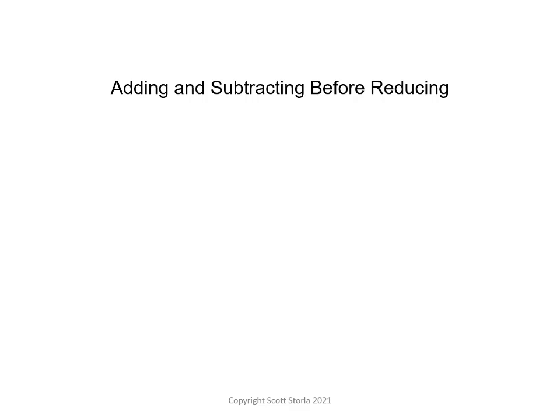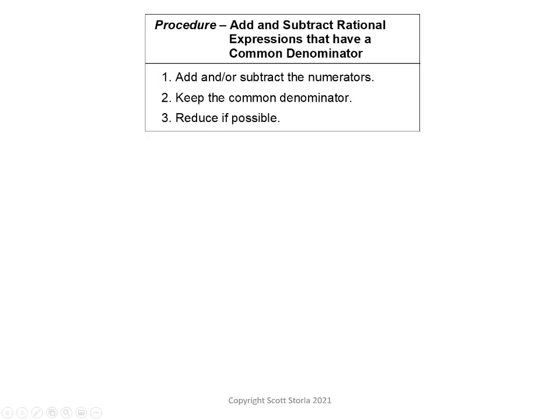In this video, we're going to practice adding and subtracting before we start reducing. And all of our rational expressions that we add and subtract will have a common denominator. The procedure when you have a common denominator is just like for fractions. You add or subtract the numerators, you keep one copy of the common denominator, and then you try to factor and reduce. For instance, here I have three terms.